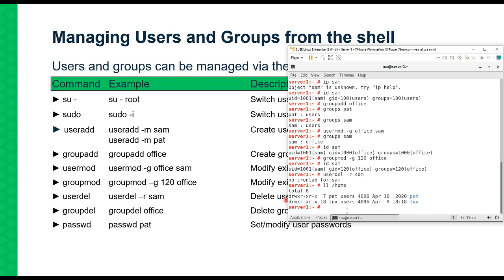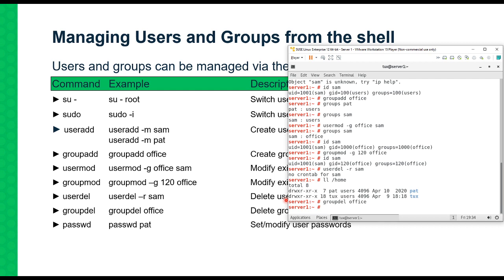Should we not have used the -r, then that directory would still reside under home, and we would not have lost the contents thereof. So let's do a groupdel, one word, groupdel and Office. And now we will delete the group Office, and the group is deleted.